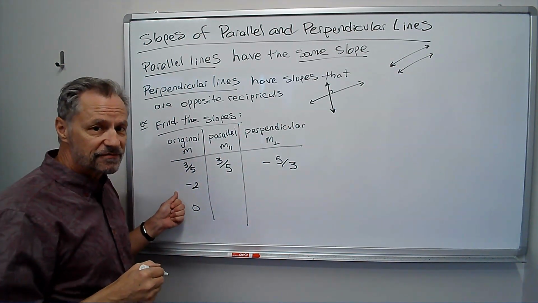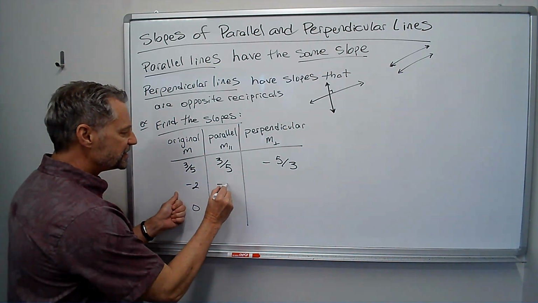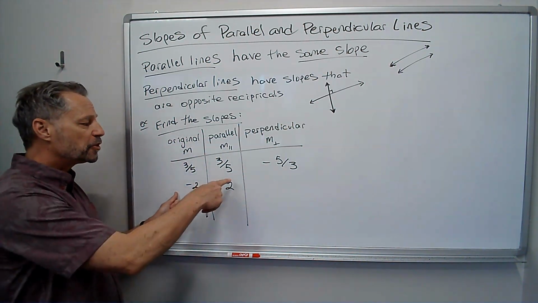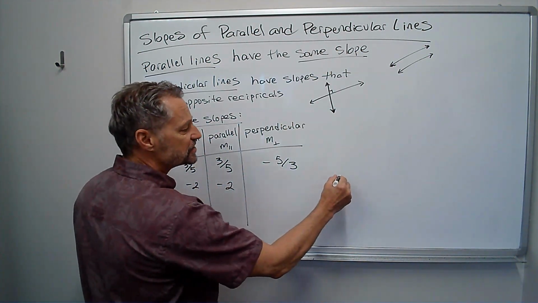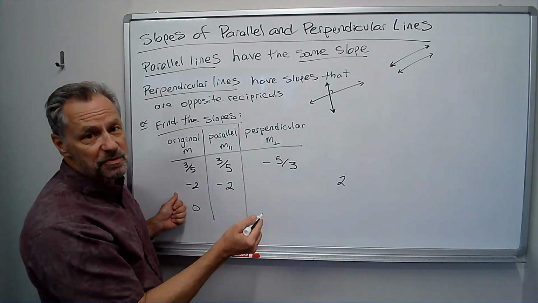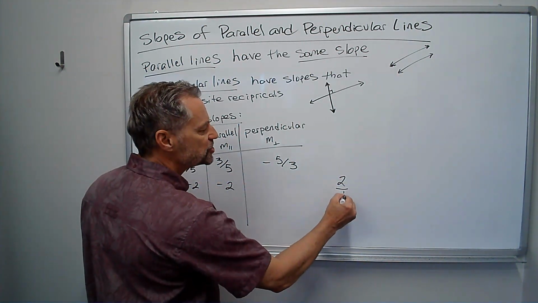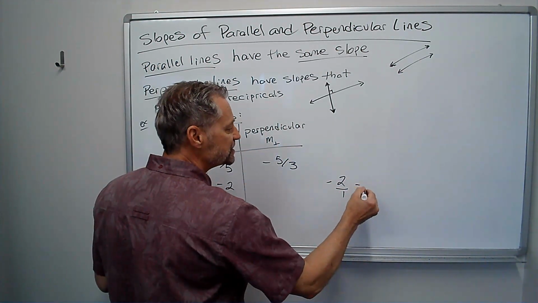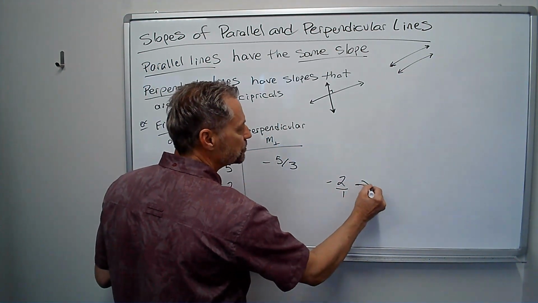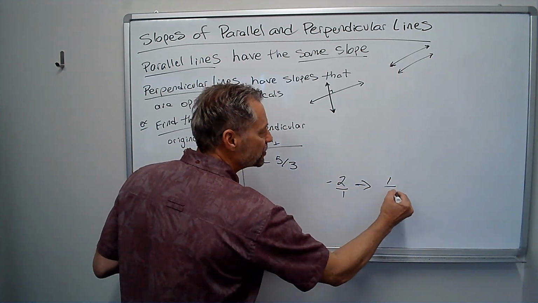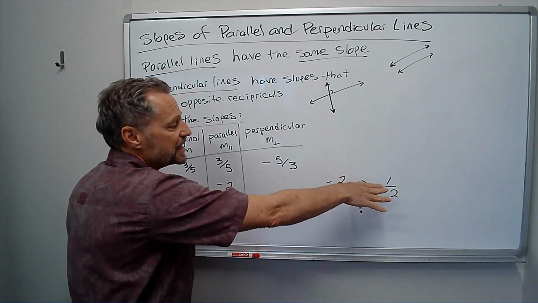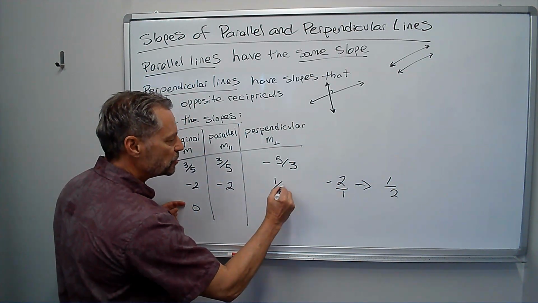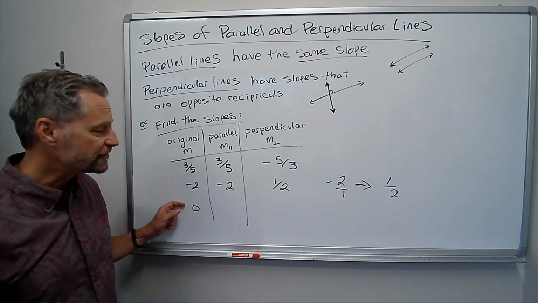Well, let's look at -2. Parallel is going to be the exact same thing, -2. For perpendicular, I need to change the sign, so it's going to be positive, and it's the reciprocal. This is really -2/1. I flip it over and change the sign, so it goes from negative to positive. So this slope is going to be positive 1/2.